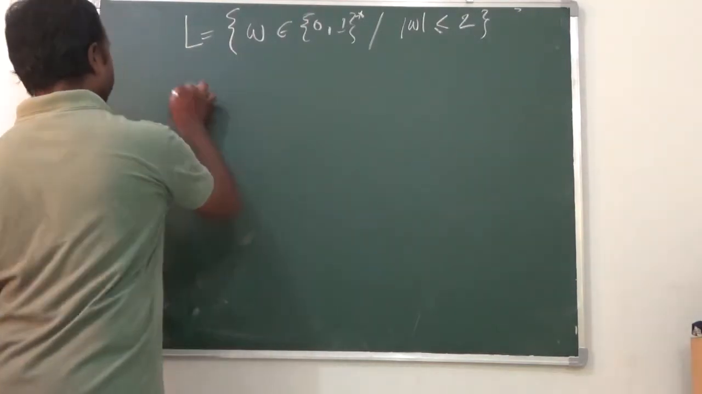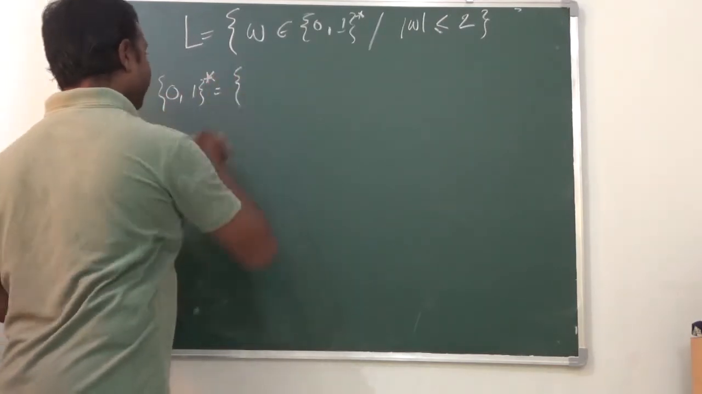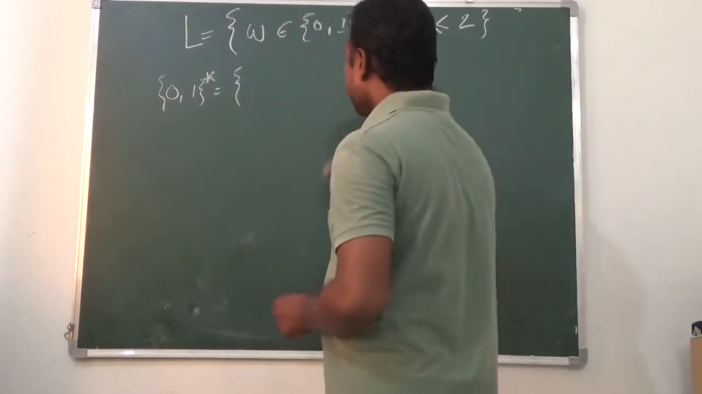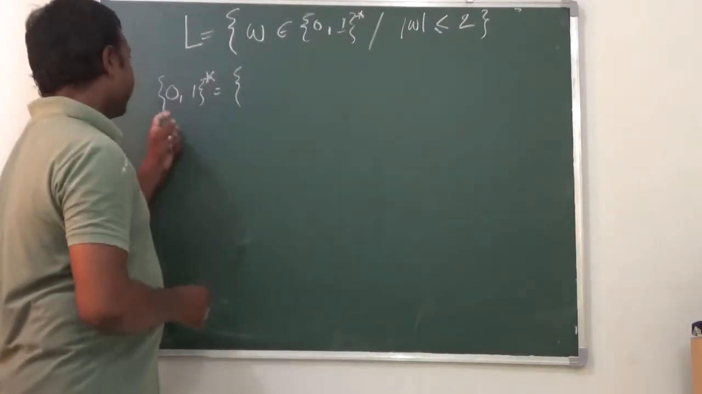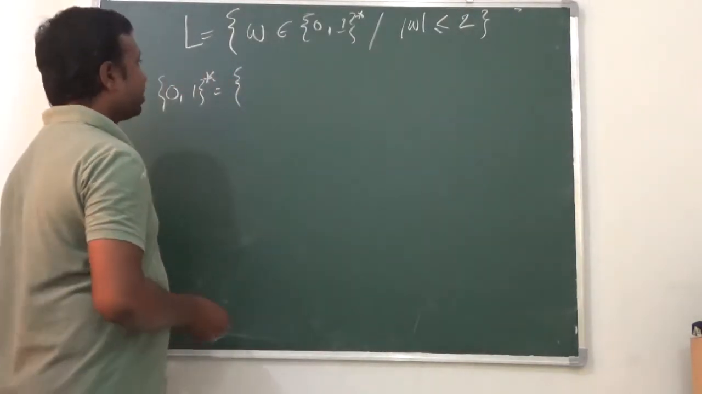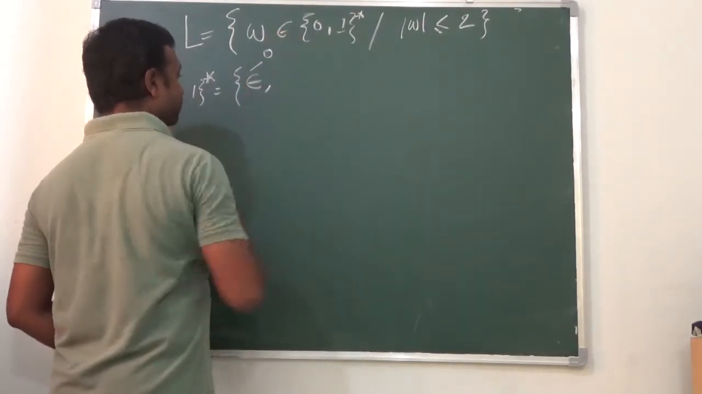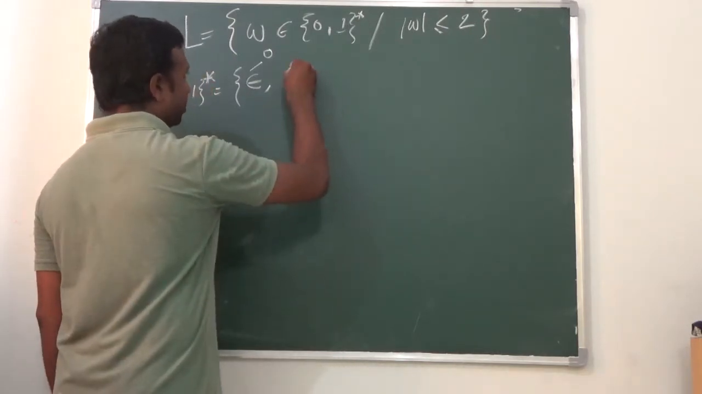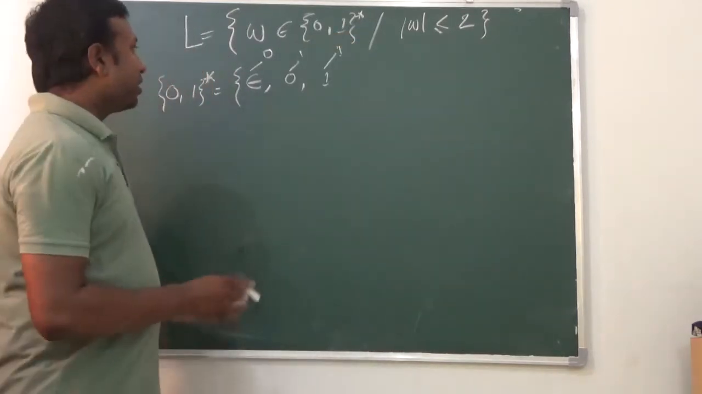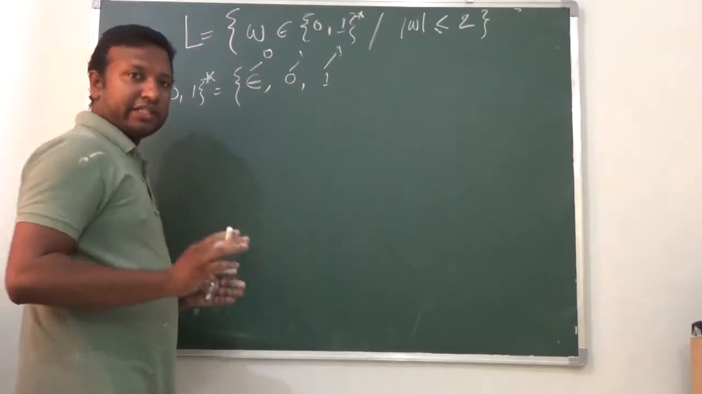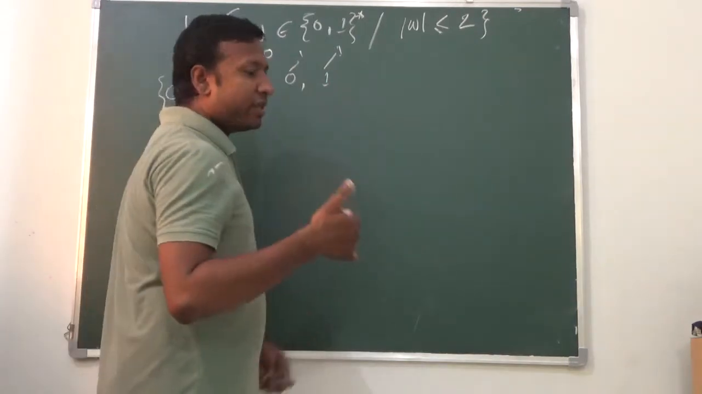So let's first calculate what is {0, 1} whole star, and then we will see what are the strings possible in the language L. If you consider {0, 1}*, you will get epsilon, whose length is 0. 0, its length is 1, 1, length is 1. The length means the number of symbols available in that particular string. So in this particular string the length is 1 because only 0 is available, 1 symbol is available.